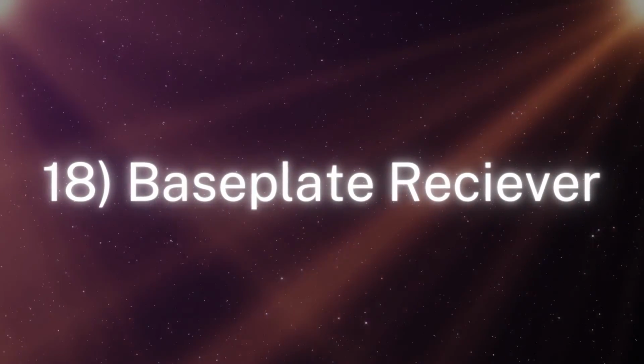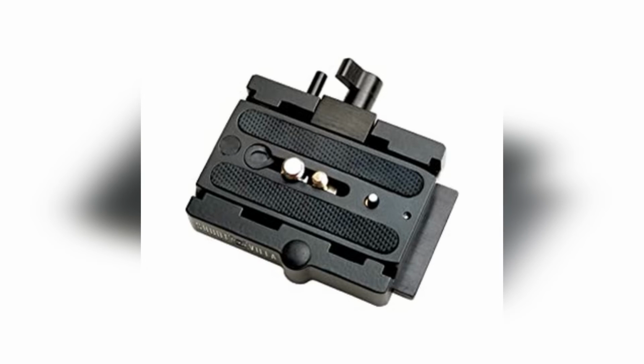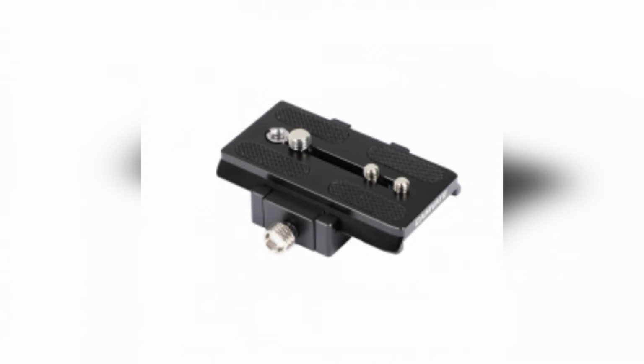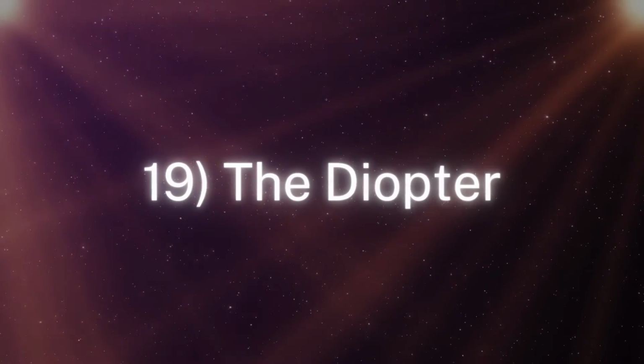Number 18. Baseplate receiver. Found on the bottom of your camera is a 1/4 or 3/8 female thread called the baseplate receiver. This is meant for mounting tripod baseplates so you can attach your camera to a tripod head, by screwing a quick-release plate into this female receiver.